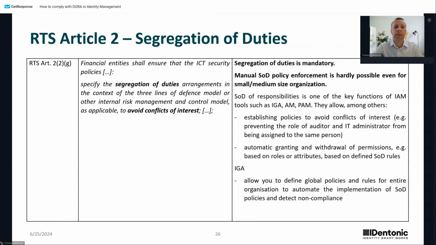It mandates specifying the segregation of duties. So in the security policy or information security policy, you need to mandate the use of segregation of duties, and you also need to define how you do that. Segregation of duties aims to avoid conflict of interest. You can have an administrator and an auditor, for instance, and you must not give the same permissions, the same access rights to systems, to people with these roles. So you need to separate that. Segregation of duties is mandatory.